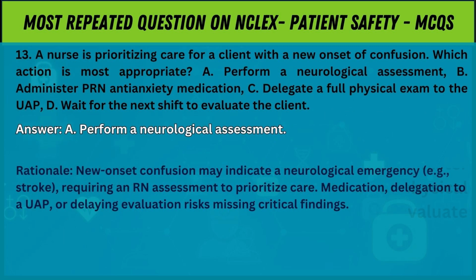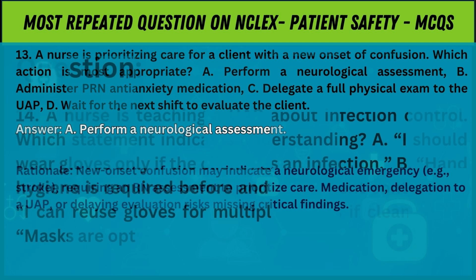Answer A. Perform a neurological assessment. Rationale: new onset confusion may indicate a neurological emergency, e.g., stroke, requiring an RN assessment to prioritize care. Medication, delegation to a UAP, or delaying evaluation risks missing critical findings.